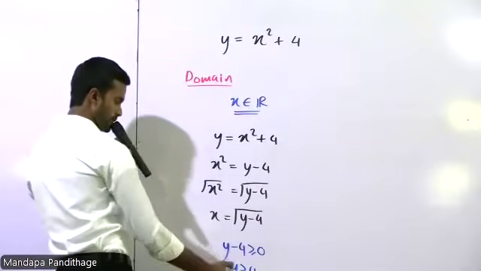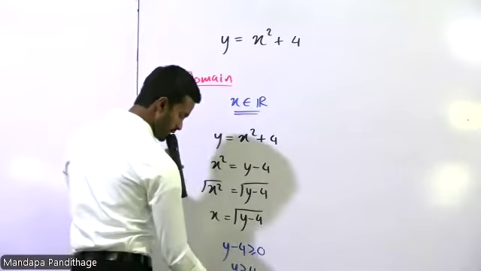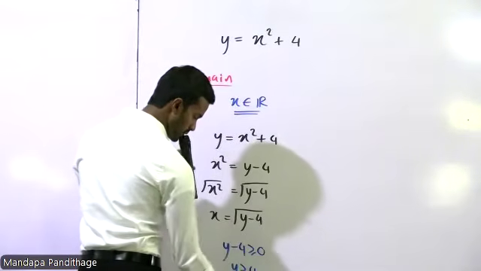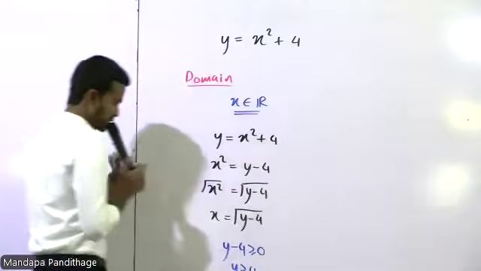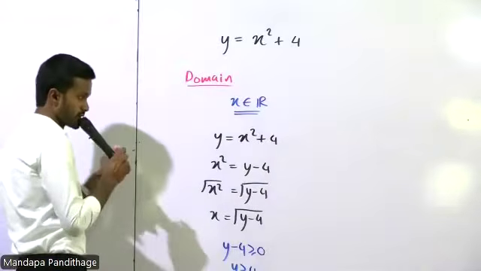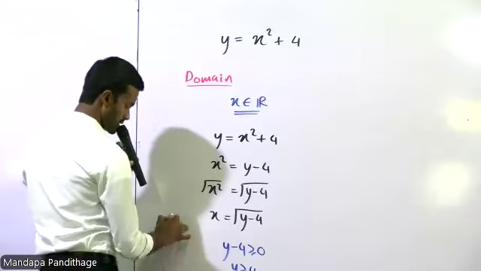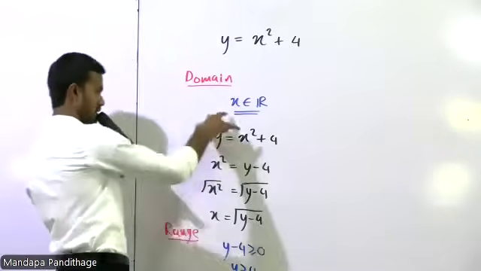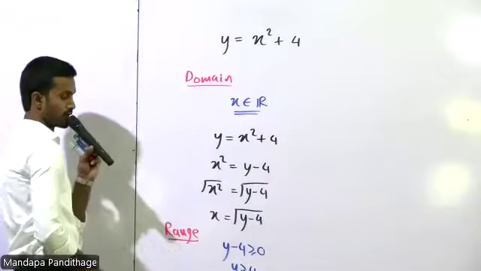You can either keep it in the inequality format or convert it into set notation: square bracket 4 and it goes up to infinity. So when it is the domain, it's kept in terms of x. But when it is the range, we keep the answer in terms of y. Clear? So this is x and this is y, what we get.